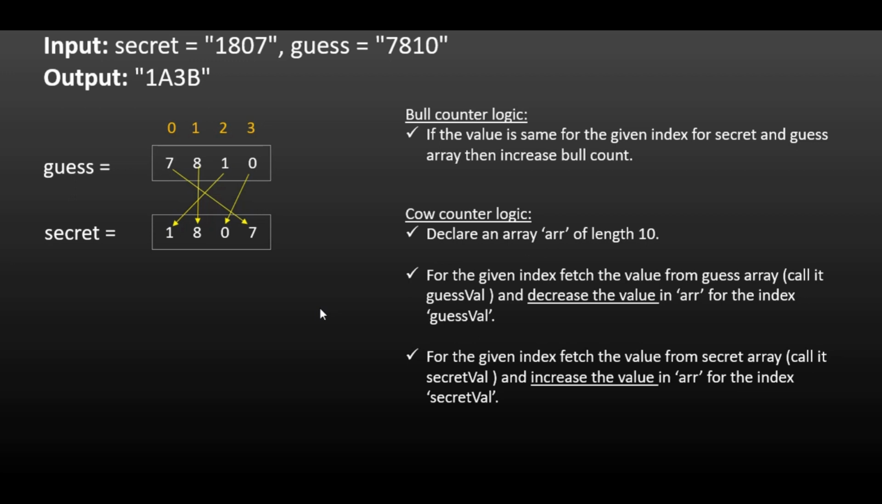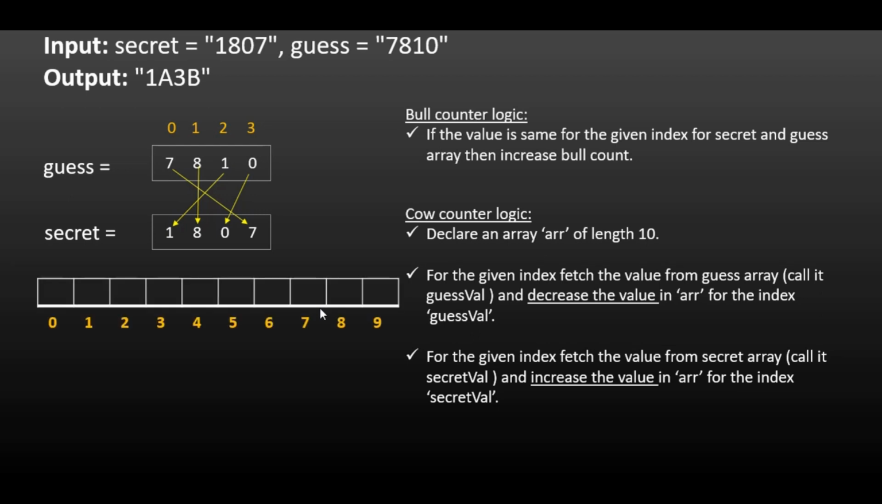So let us try and see how we can do that for this example. In this case, this is my auxiliary array of 10 digits, or 10 elements. Let us say I am going through the loop, I am at the 0th index, so my guess has value 7.